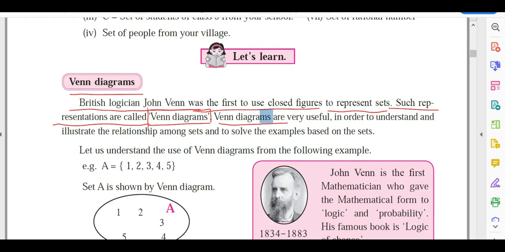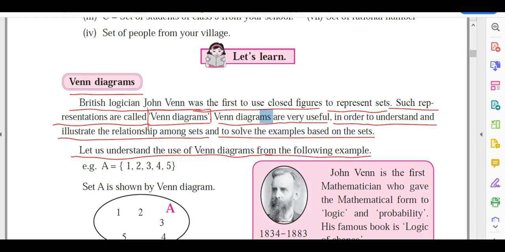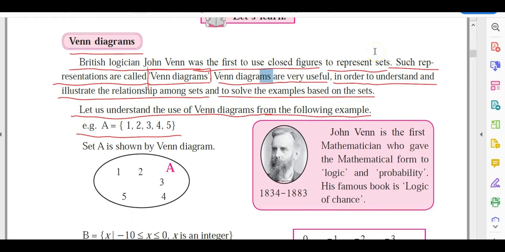Venn diagrams are very useful to understand and illustrate the relationship among sets and to solve examples based on sets. Let us understand the use of the Venn diagram from the following example. For example, A = {1, 2, 3, 4, 5}. The set A is shown by a Venn diagram: A, 1, 2, 3, 4, 5.